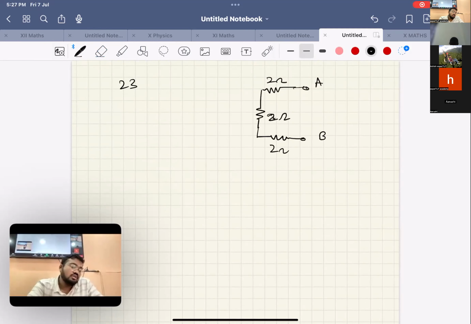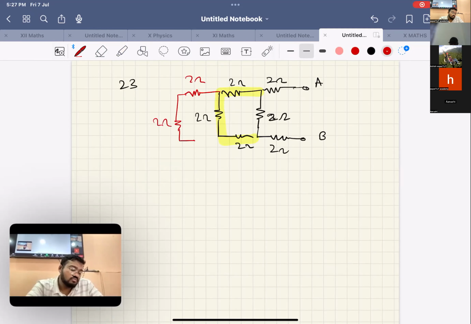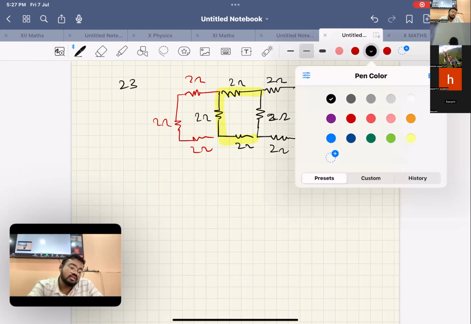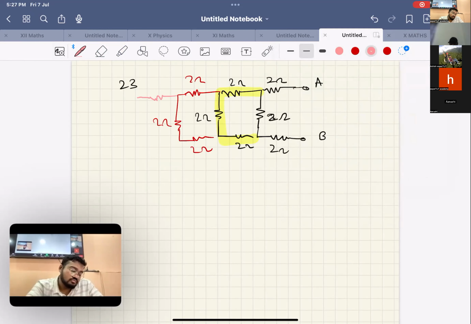So see, the circuit is 2 ohm, 2 ohm, 2 ohm. Yeah. The circuit is like this: 2 ohm, 2 ohm, 2 ohm. And then, you know, this part is repeated. Understood? So this circuit is repeated again and again. So I am repeating in different colors. Each color is a repetition, right? And how many times is it repeated? Infinite, right? So this goes infinite.